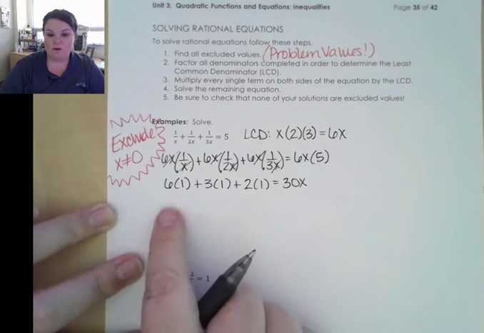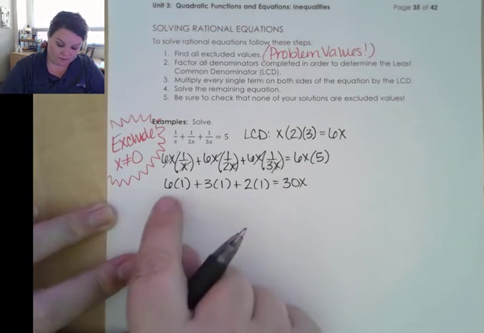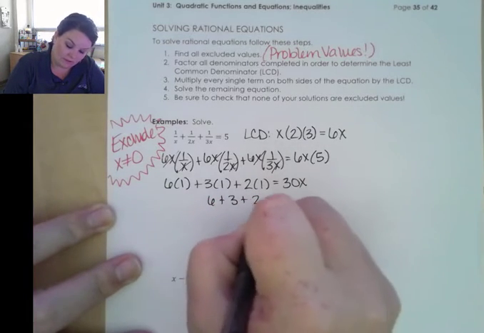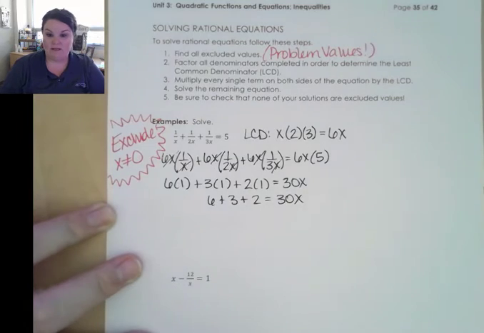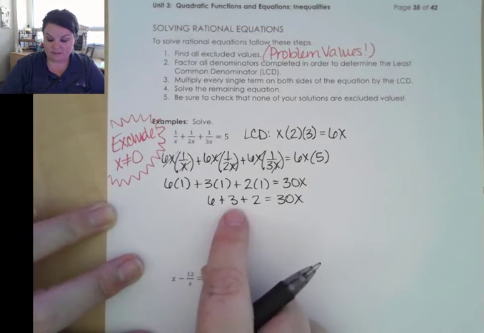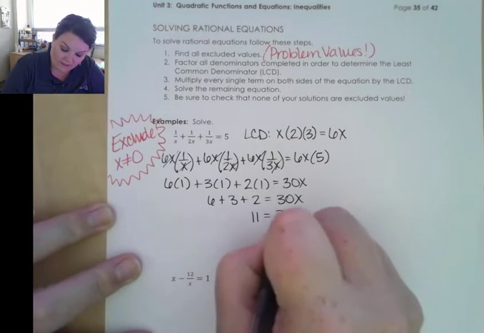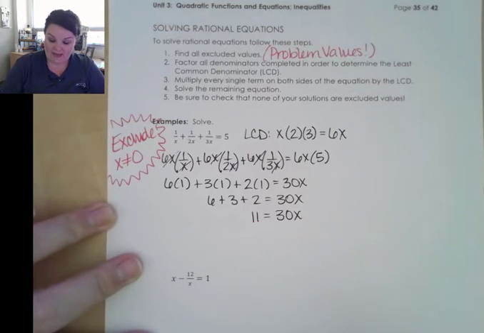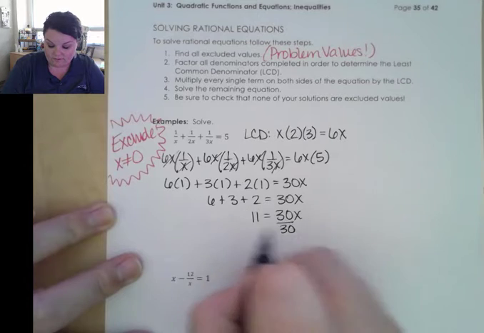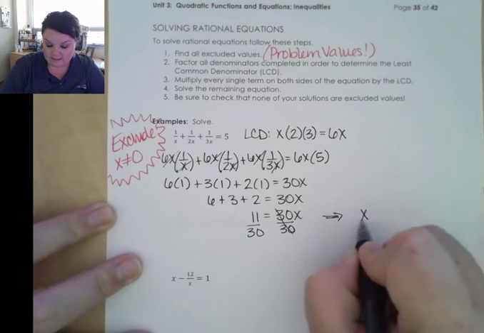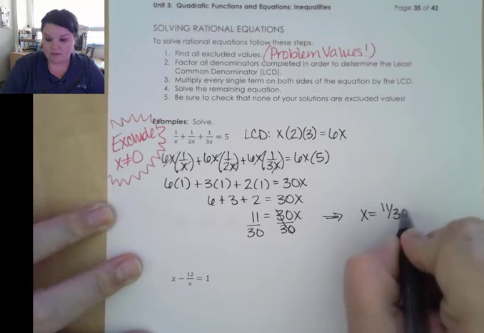Okay, and then I want to combine all of this. So if I multiply all these by 1, I'm just getting 6 plus 3 plus 2 equals 30x, right? So I'm going to combine these. 6 plus 3 is 9, plus 2 is 11. So 11 equals 30x. And then I just divide the 30 off to get x by itself. So this tells me that x is equal to 11/30.